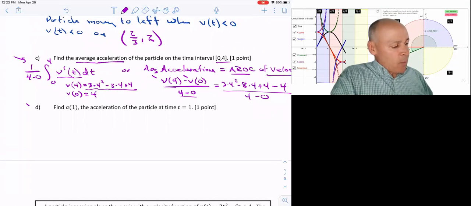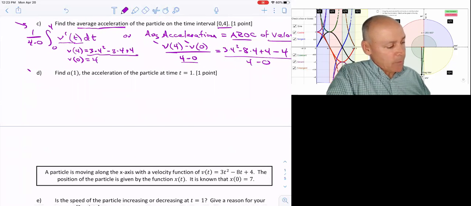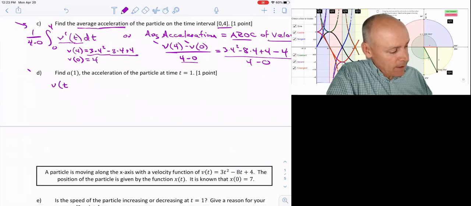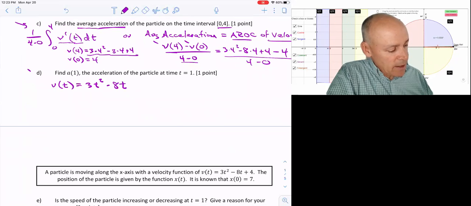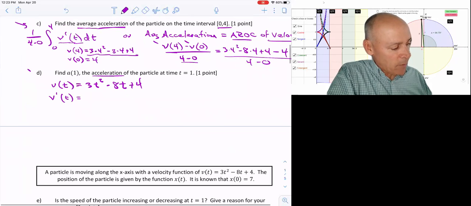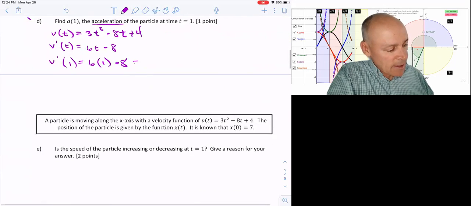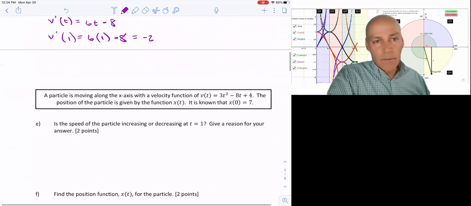Part D, find a at 1, the acceleration of the particle at time t equals 1. All right, well, if velocity, v of t, is equal to 3t squared minus 8t plus 4, and I'm looking for acceleration, I'm looking for the derivative, so v prime of t, just straight up power rule, that's going to be 6t minus 8. Then I want v prime at 1, so that's just going to be 6 times 1 minus 8. I could stop right there, which is also negative 2.